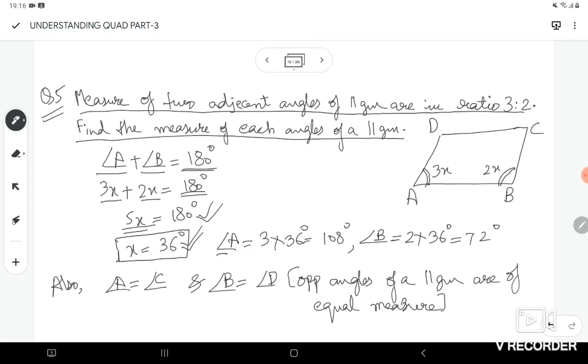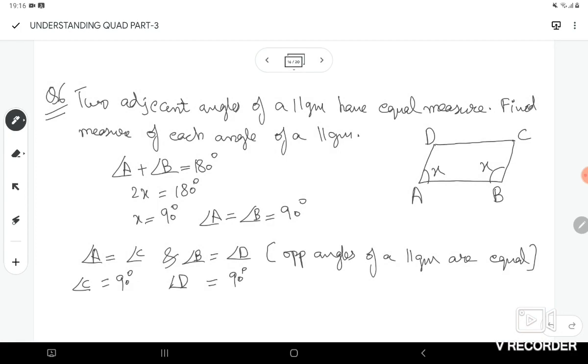From here we can solve angle A equal to 3x equal to 3 into 36 equal to 108 degree and angle B is equal to 2x equal to 2 into 36 equal to 72 degree. Now from here we can see angle A is equal to angle C and angle B is equal to angle D. How? Because we know that opposite angles of a parallelogram are of equal measure.